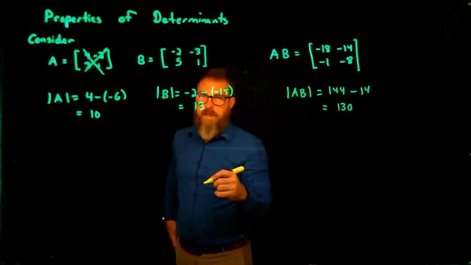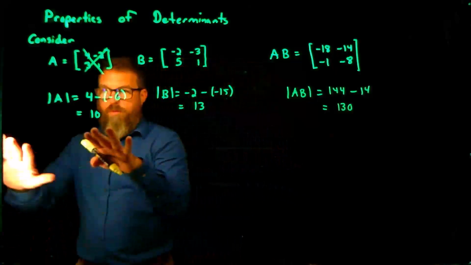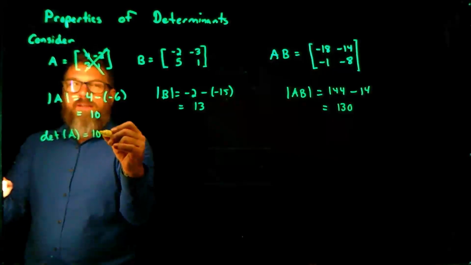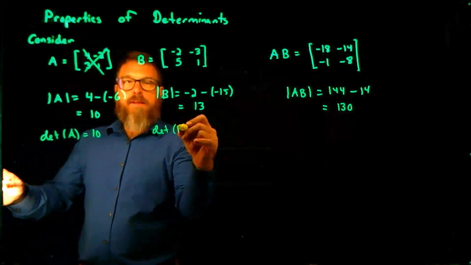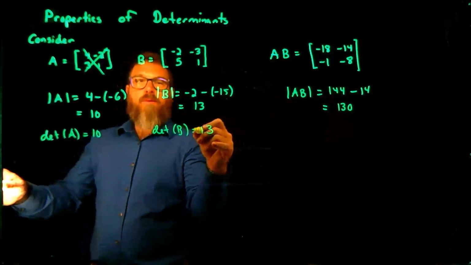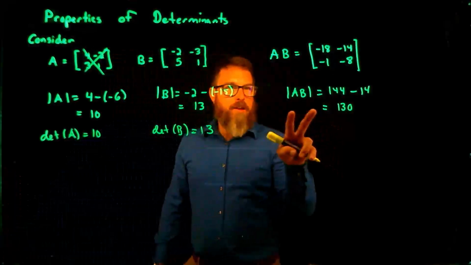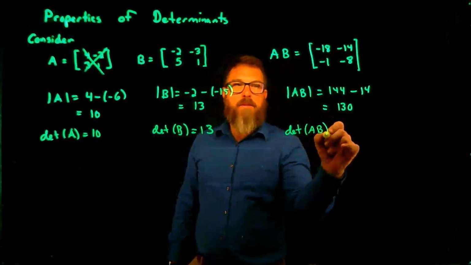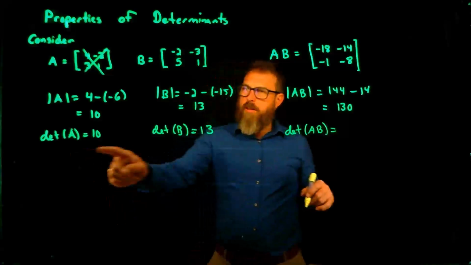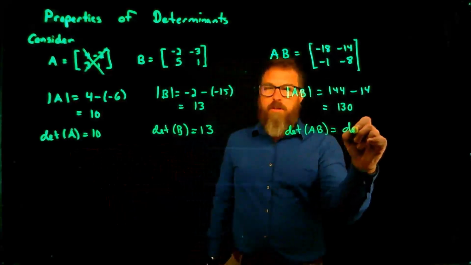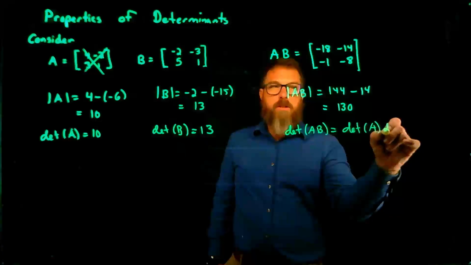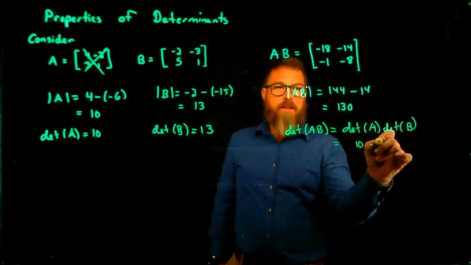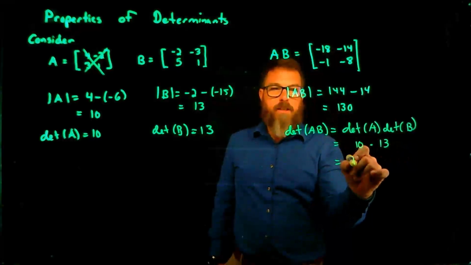So now what we can see when I look at these matrices is that the determinant of matrix A we know is equal to 10, and the determinant of matrix B is equal to 13. It looks like the determinant of matrix A times B seems to be the product of these two determinants, the determinant of A multiplied by the determinant of B, because 10 times 13 is indeed equal to 130.